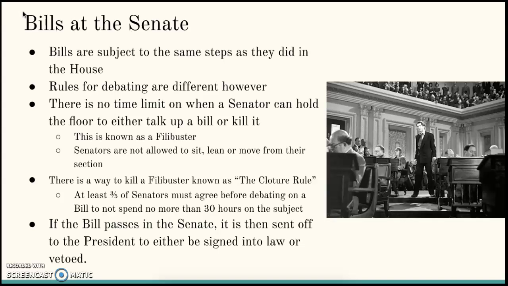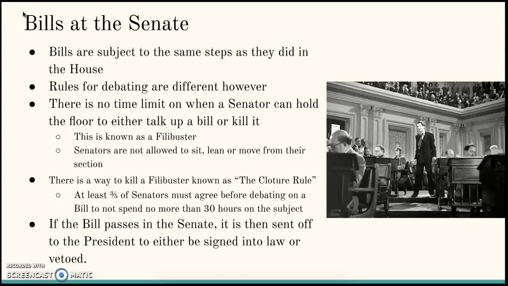Now, the rules for the Senate are much different than they are for the House. In the House, you had a 1 hour limit of speaking upon the bill. There are no time limits for senators to talk about a bill in the Senate. This is where we get the filibuster coming into play. A filibuster is primarily used by senators to either talk up a bill to get more attention for it, or to try to kill a bill.